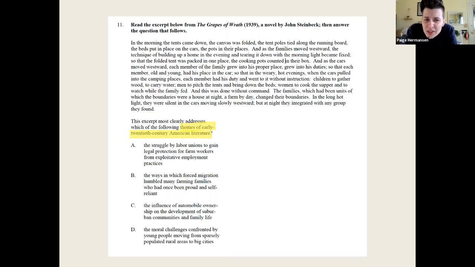I mean, not really. I'm not crazy about it because I don't see anything about pride and self-reliance. But remember, the question says it most clearly addresses which of the following themes. These are not really themes of early 20th century American literature anyway, but B is the most correct answer, right? So the answer to that question is B. The answer to 11 is B. Okay.